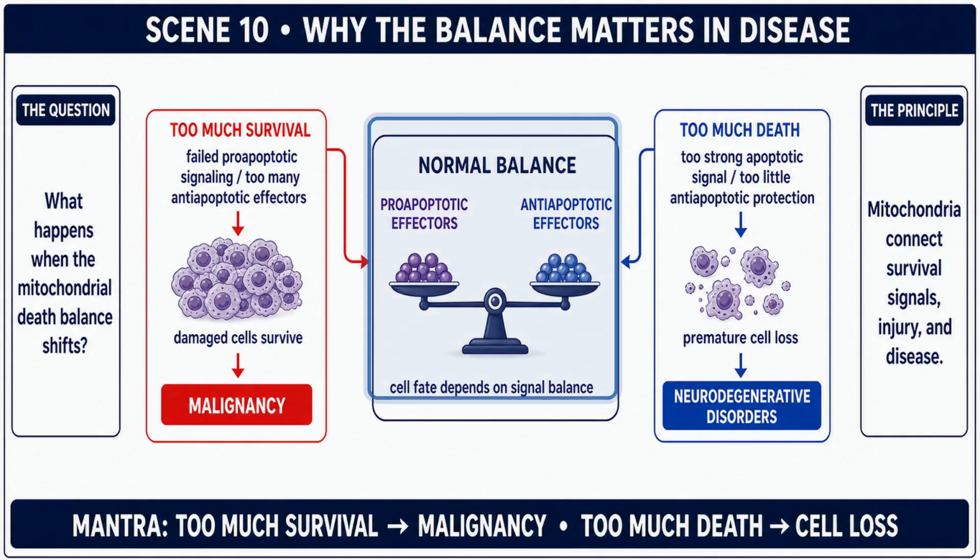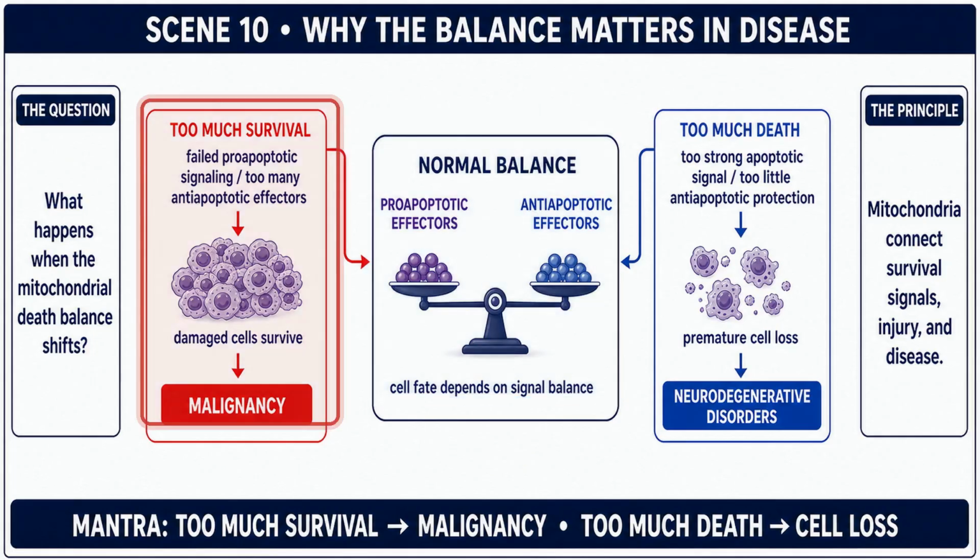The mitochondrial decision system has consequences for disease in both directions. If pro-apoptotic signaling fails, or anti-apoptotic effectors become excessive, cells that should die may survive. Robbins points out that this can support malignancy, even when mutations would normally trigger cellular suicide.